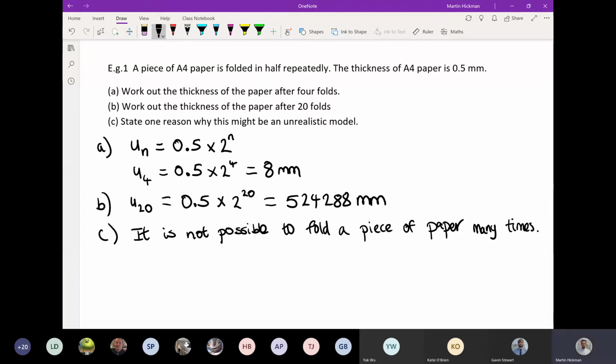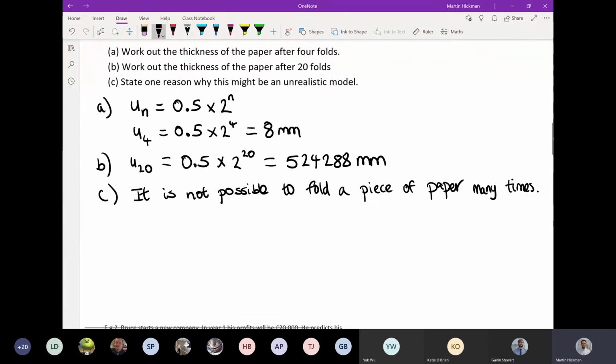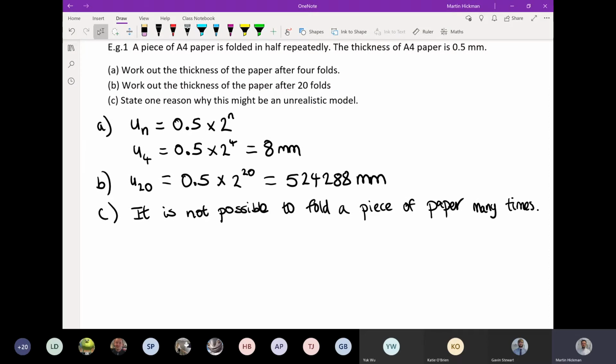Okay, or maybe just say something about, you know, you can't have infinite folding and an infinite length, or something like that. Because obviously in this model, as n tends to infinity, so does the thickness of the paper. You can't have an infinitely thick piece of paper. So just think about what the context is, think about what's possible.